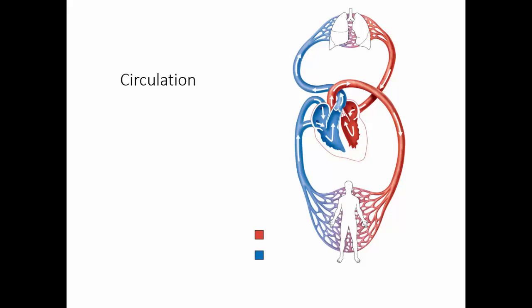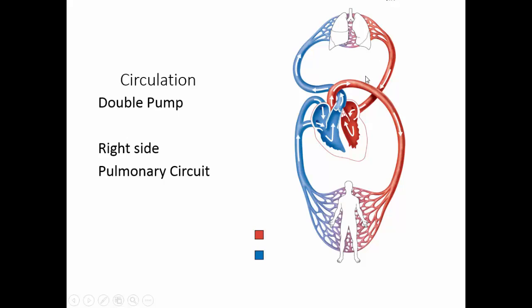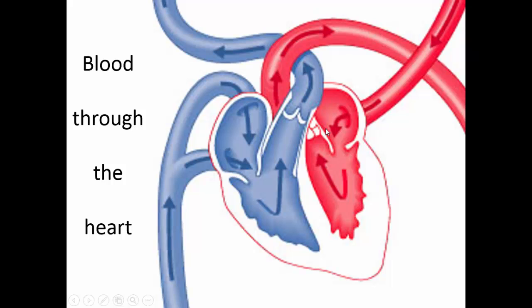The circulation of the blood is based on the heart being a double pump. The right side of the heart pumps the pulmonary circuit. It pumps the blood to the lungs. The blood returns to the left side of the heart, where it is pumped to the systemic circuit, or to the body, and then returns back to the right side of the heart. You need to know the blood flow through the heart.